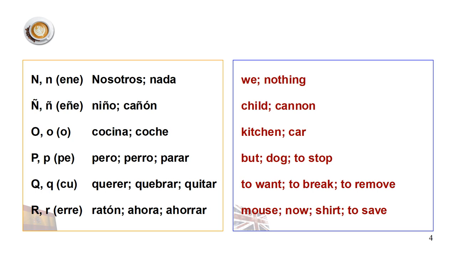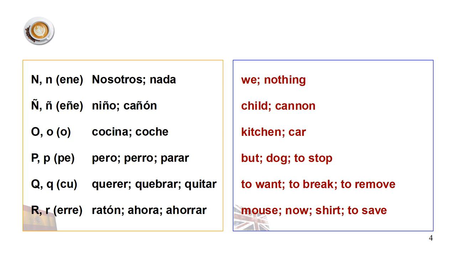Q. This letter, Q, is pronounced like a K, or ka in Spanish. It is almost always followed by either UE or UI, the U in the middle never being pronounced. Let's have a look at these examples so that you can see it clearly. Querer, to want. Quebrar, to break. Quitar, to remove.